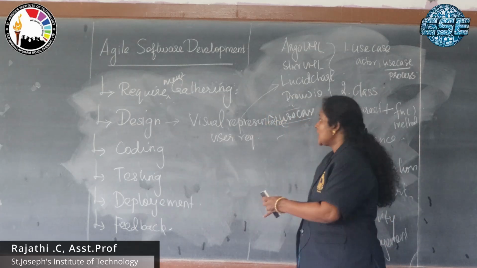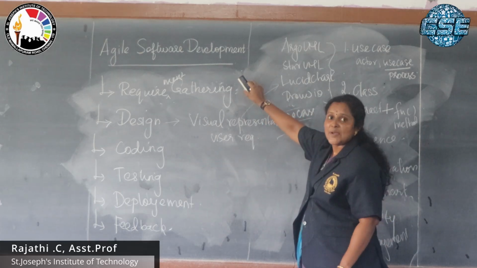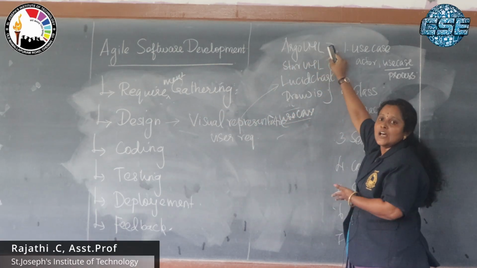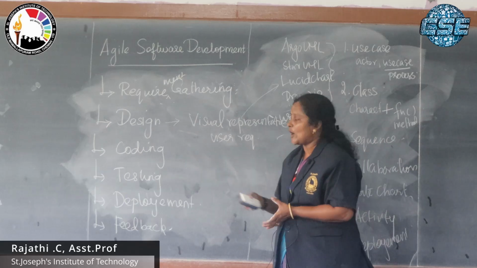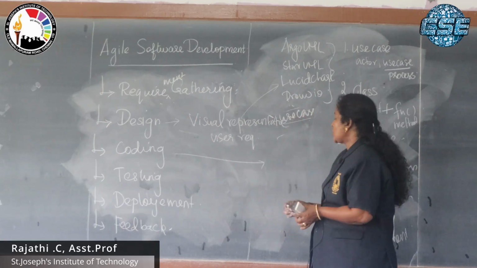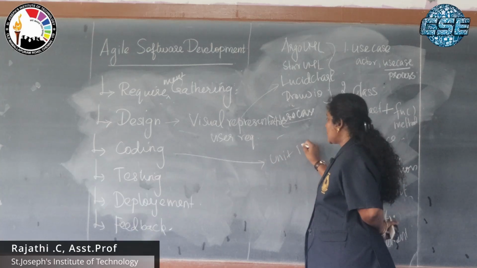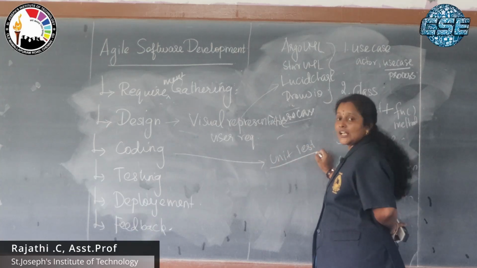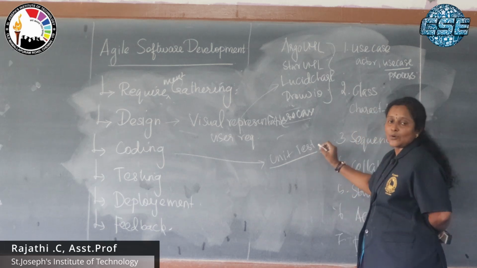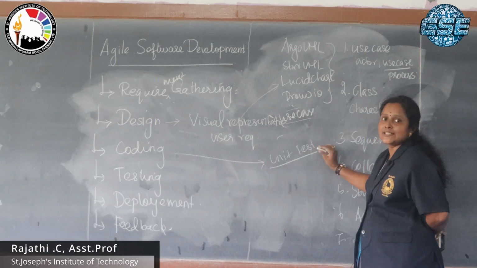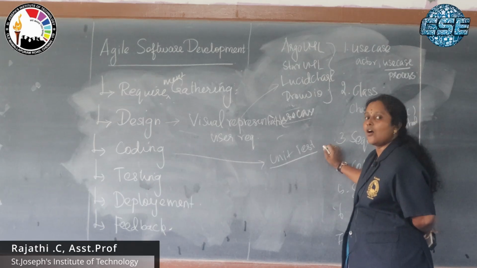Then the coding part. So the requirement is gathered. Based on the requirement, the design is done using any of the open source software. Now we are going to do the coding. The coding part is going to deal with unit testing. Start with unit testing. That means every single unit is going to be verified to decide whether the coding has to be carried forward or not.